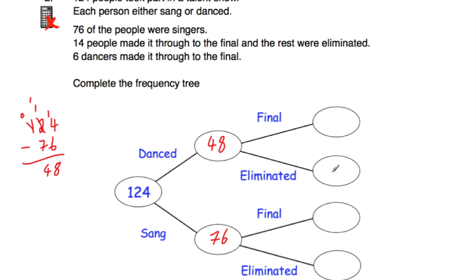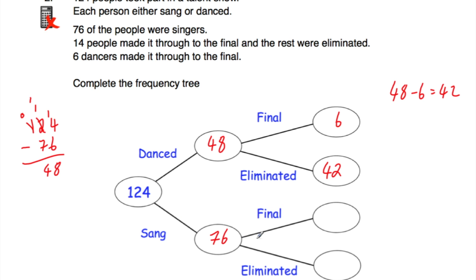Now in terms of the final and eliminated, some of the 48 dancers made it through to the final and the rest were eliminated. Same thing for the singers. We're told that 14 people made it through to the final, so if we add together the dancers and singers who made it, we'll get 14. We're told that 6 dancers made it through to the final, so of the 48 dancers, 48 take away 6 is equal to 42. That means that 42 of the dancers were eliminated.